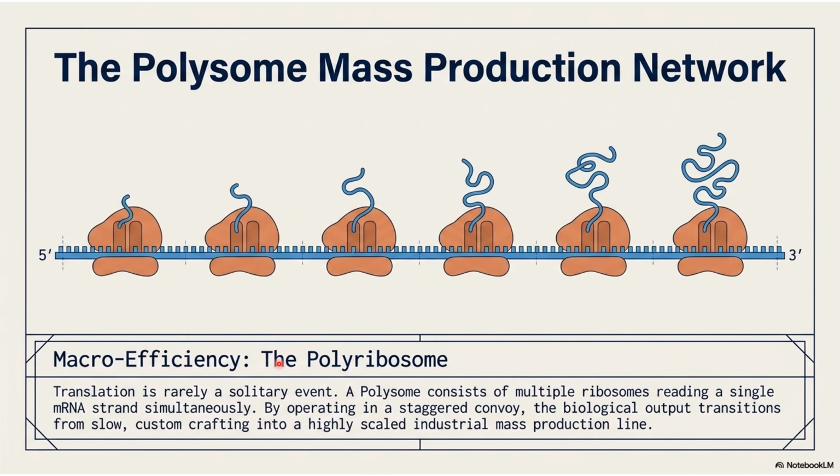It is a macro efficiency, like high-scale industrial mass production. In a single time, a mass production of protein will be produced. That is known as polysome.